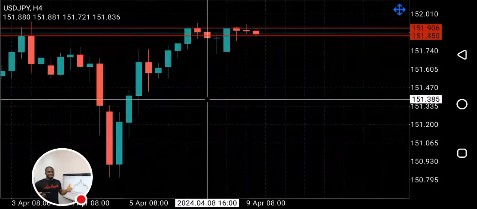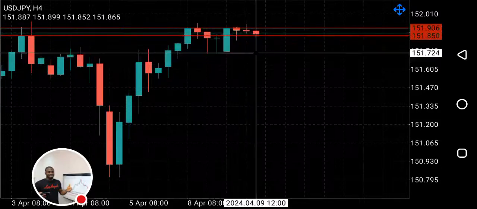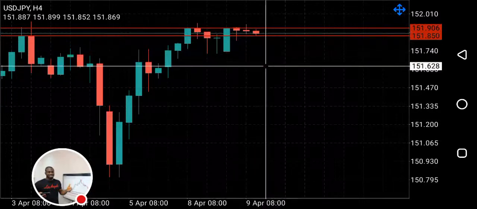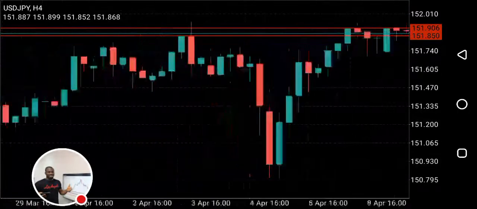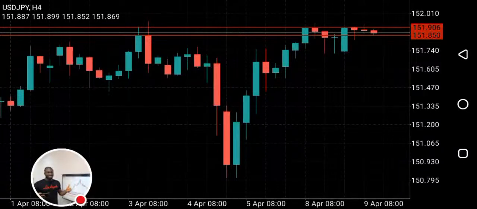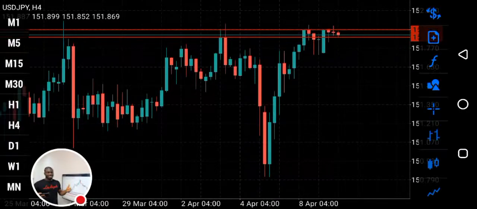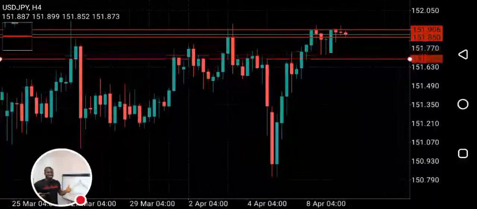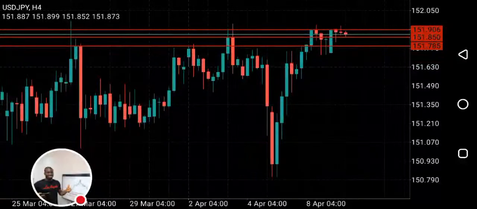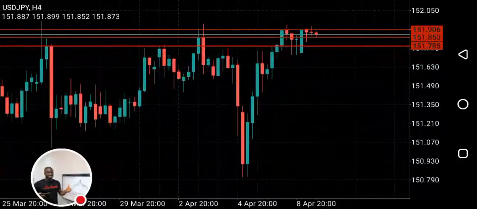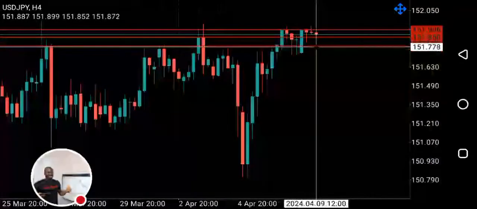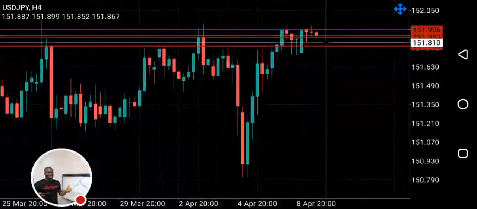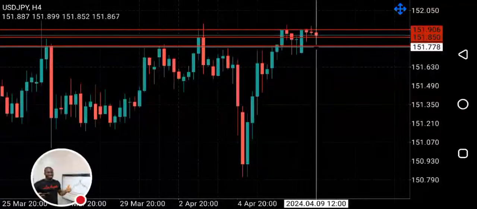You can see the pattern we have here is a bearish reversal pattern, but don't just come in and start selling. Wait for a 4-hour candle to close below the low of these candles before you sell. We had a resistance on support here too. So before you sell, please wait for a candle to close below this level, 151.78. That is where I will consider selling USDJPY.